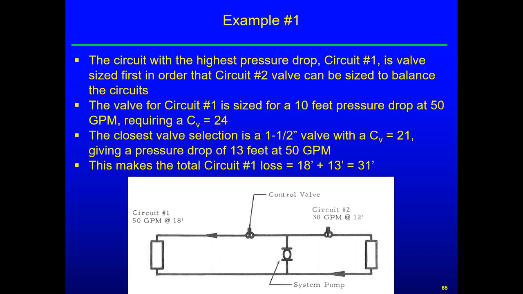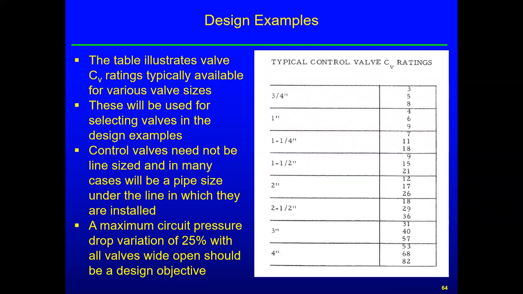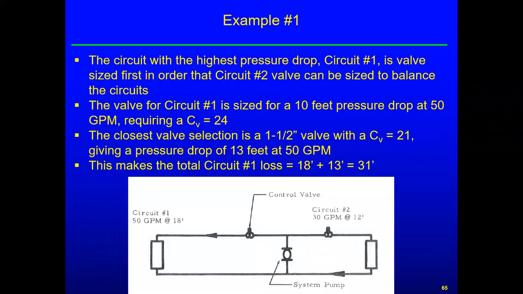Okay, so to get exactly what we want, we need a CV of 24. But if you go back up, we don't really have a 24 on the list, so we have to go down in size. If we picked a larger CV, we would get a smaller pressure drop than our 10 feet. And so it looks like 21 here. Let's see what they select on this.